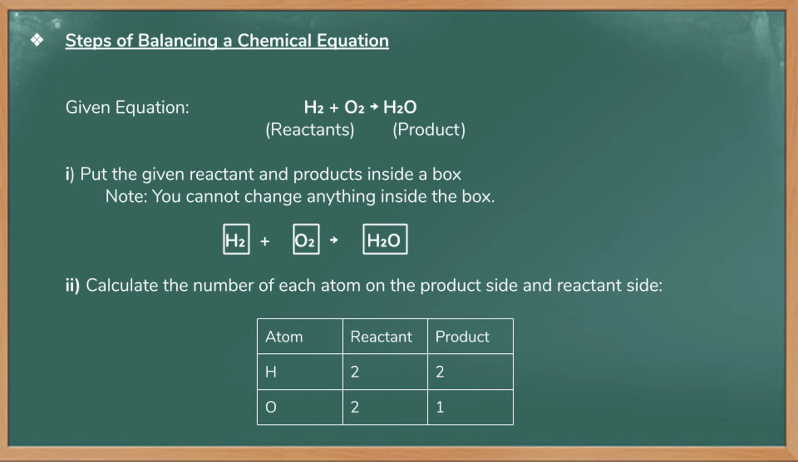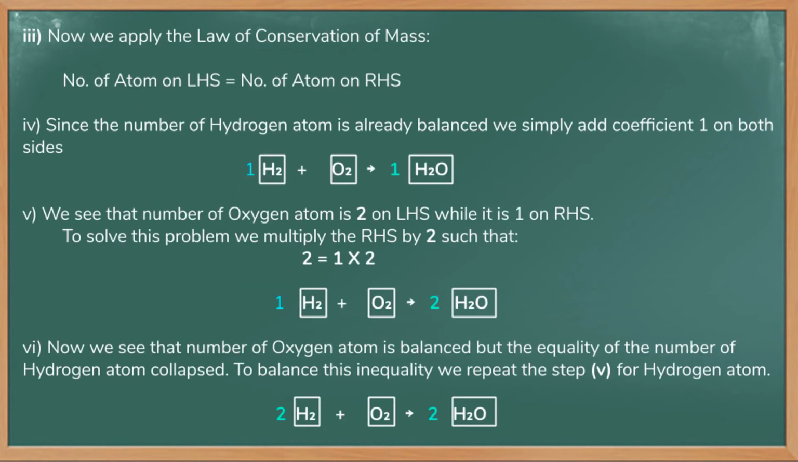Now we check the same for oxygen. But we have 2 atoms of oxygen on left but 1 on right. So oxygen atoms are not balanced. Since hydrogen atoms are balanced, we simply multiply both sides by 1. But in order to balance the atoms of oxygen, we multiply right side by 2. We have successfully balanced the oxygen atoms.